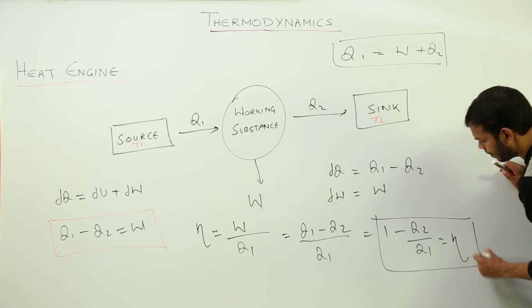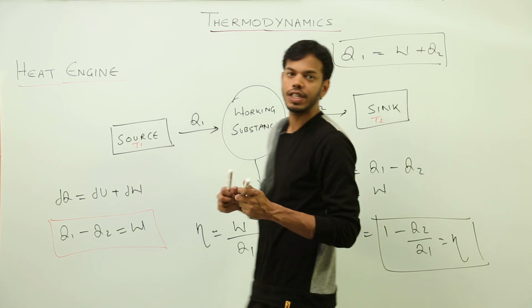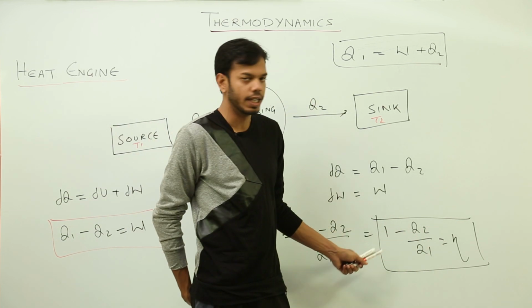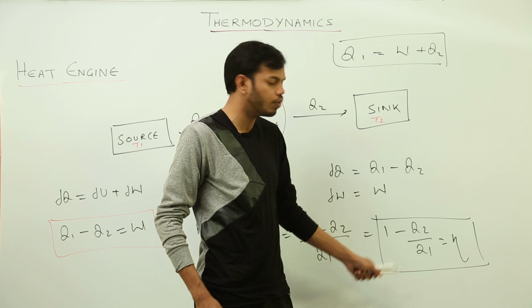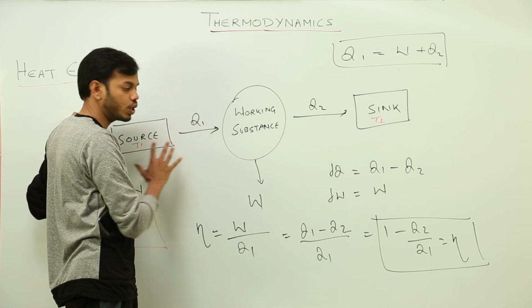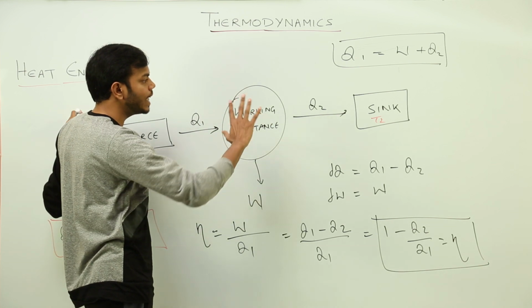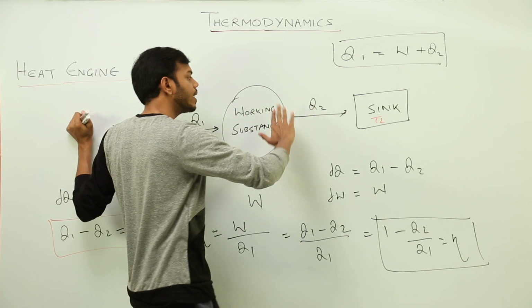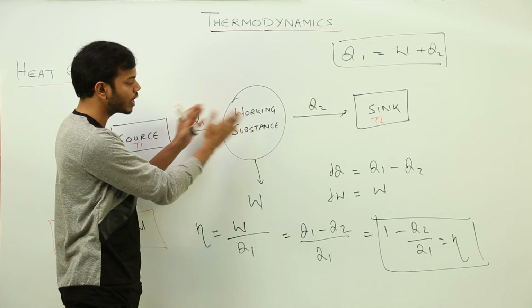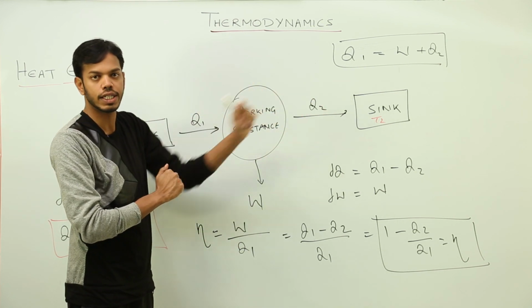Now look at this formula, how can the efficiency of this engine be 100%? Efficiency will be equal to 1 or 100% when Q2 is equal to 0. That means the total heat which was absorbed from the source is converted into work done, and there is zero heat, no heat is supplied to sink. That means there is no leftover heat. What happened? Total heat got converted into work done, no wastage.